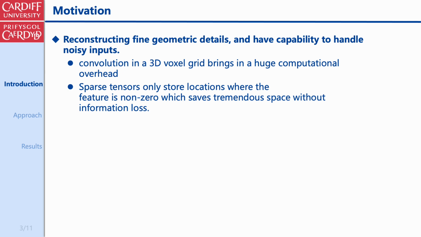However, convolution consumes large computational resources, especially when it comes to the 3D voxel grid, since there's another dimension compared to the 2D image. Another motivation is the sparse tensor, which is really helpful. In the 3D space, many locations are empty, and the sparse tensor only stores the locations where the features are non-zero, which saves tremendous space without information loss.